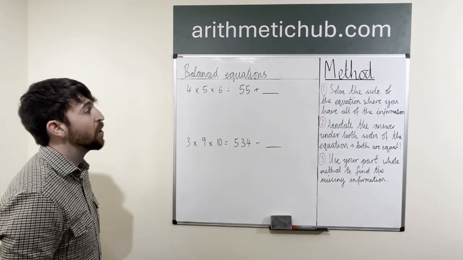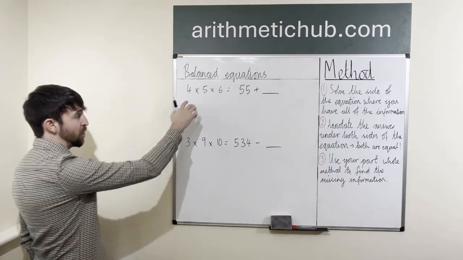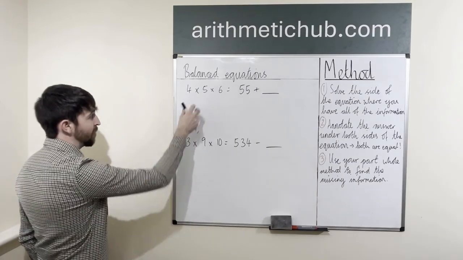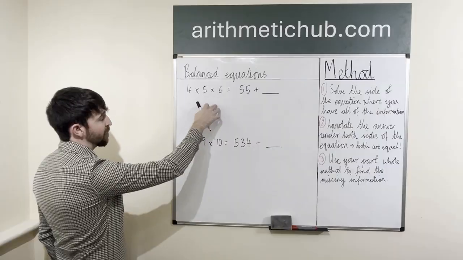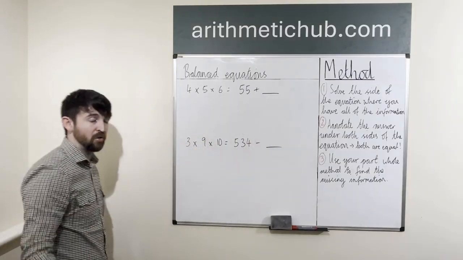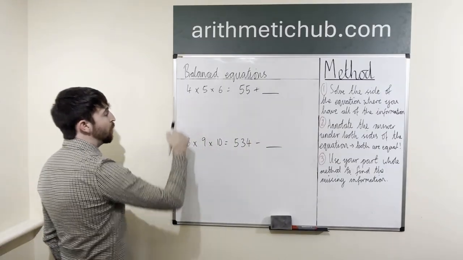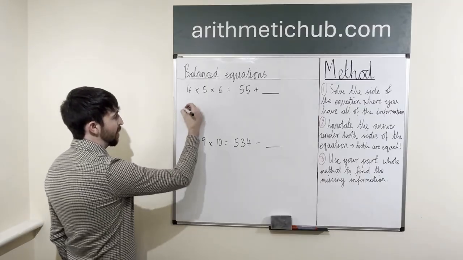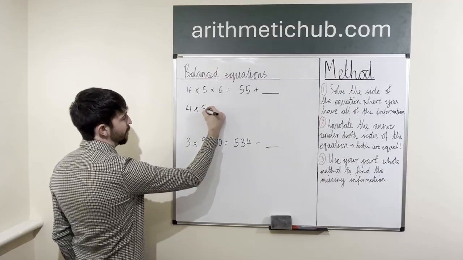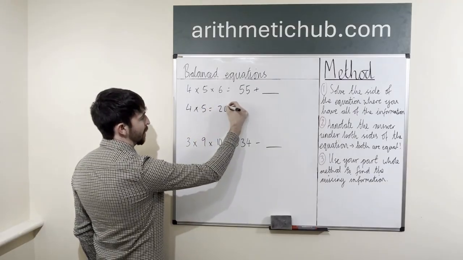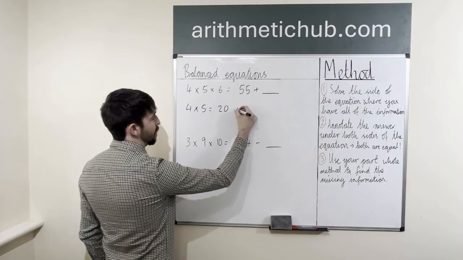So, first thing we do, solve the side of the equation where you have all the information. Here I have all the information that I need on this side because I can do 4 times 5 times 6. I don't have a missing box or a missing number, do I? So, 4 times 5 times 6 I'm going to answer first. The way I'm going to do that is 4 times 5 first. It's going to give me 20. Then I'm going to do 20 times 6.